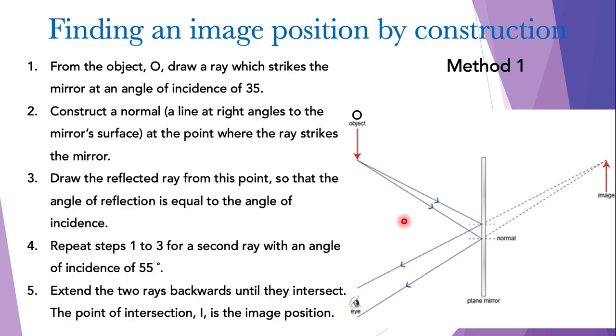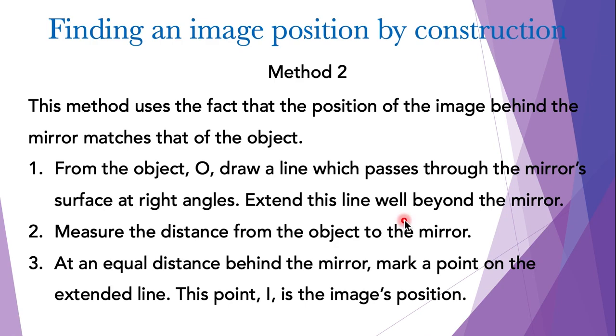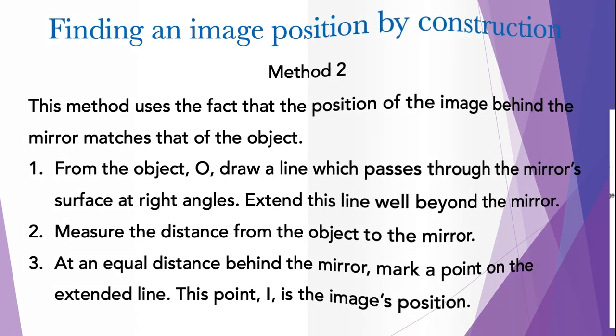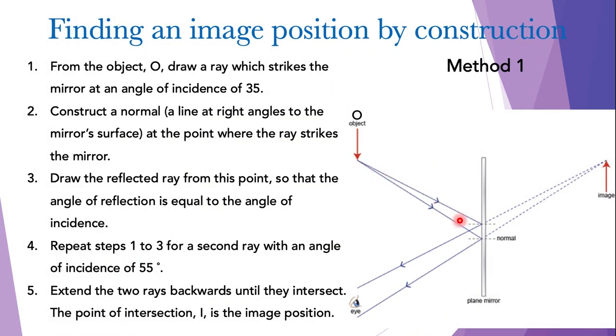Now, the second method is far simpler. This method uses the fact that the position of the image behind the mirror matches that of the object. So number 1, from the object O, we draw a line which passes through the mirror surface at right angles. Remember, at right angles. Not any angle, at right angles to the mirror, which is going to be a straight line. And we extend this line well beyond the mirror.